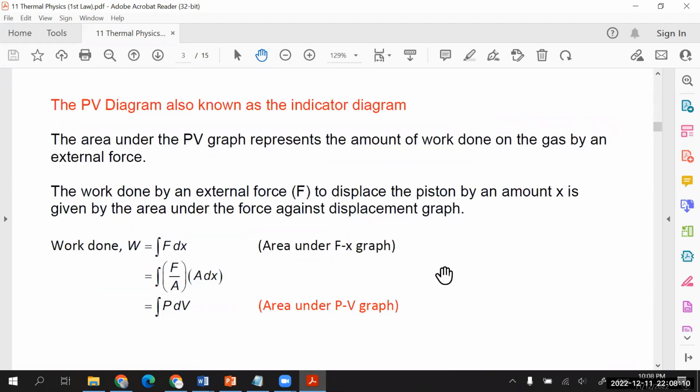In other words, the state of the ideal gas is well defined once you specify any 3 of the above variables. The PV diagram is also known as the indicator diagram. The area under the PV graph represents the amount of work done on the gas by an external force. The work done by an external force to displace a piston by an amount x is given by the area under the force against displacement graph. So work done equal to integration F dx. So F divided by A and dx multiplied by A will give us P dV. So it's the same as the area under the PV graph.